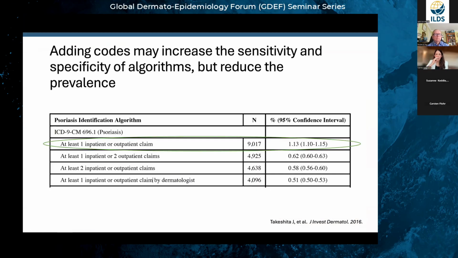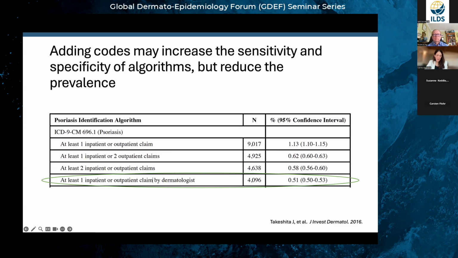The point I want to emphasize is that as you add codes, the review found that the more codes you add, the better sensitivity and specificity oftentimes. So here's an example from psoriasis. This was a study that looked at psoriasis and Medicare claims data. And if you had just one 696.1 code, the prevalence would be 1.13%. But if you required people that have two codes, which is often the standard for these types of studies, the prevalence would drop to 6.62%. And if you require that code to be by a dermatologist, it would be even lower.